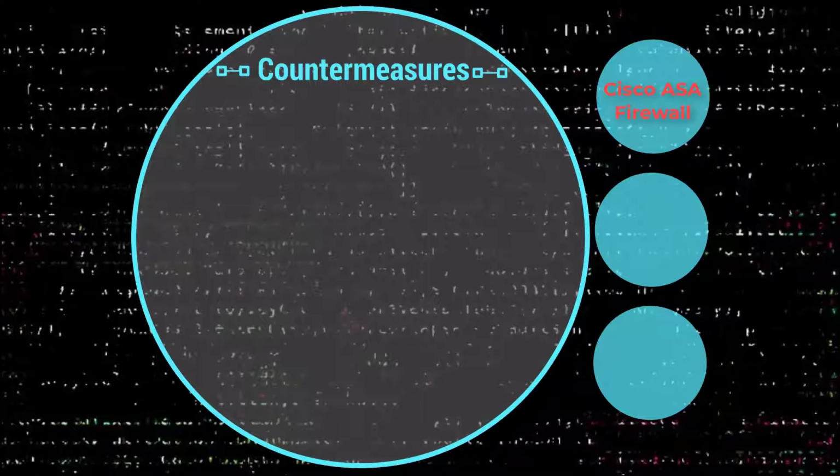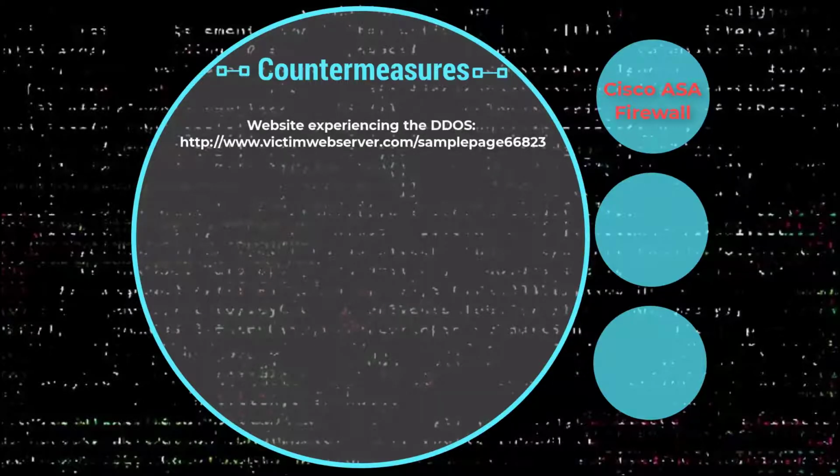Well, when these requests are used in a DDoS, some similar parameters can be identified in the form of a string, a common pattern, a common string. For example, if a website was getting hammered with requests, maybe the attack pattern would include something like this: https://www.victimwebserver.com/samplepage66823. The website would be www.victimwebserver.com, and the common parameter used would be samplepage66823.